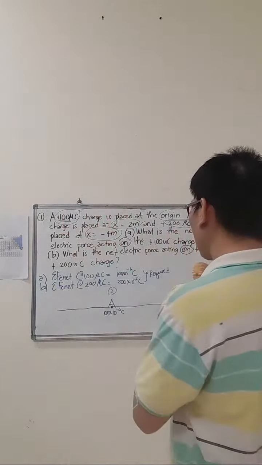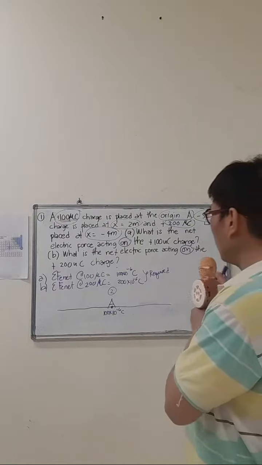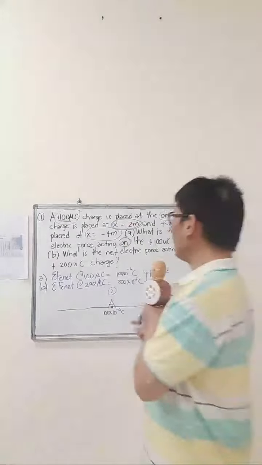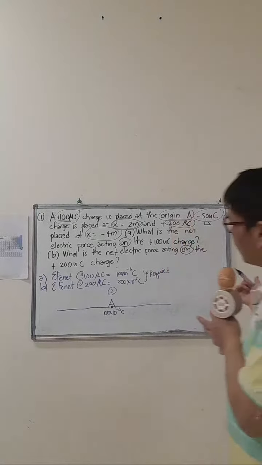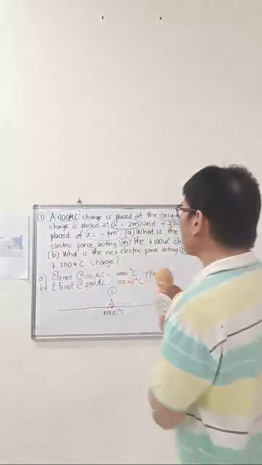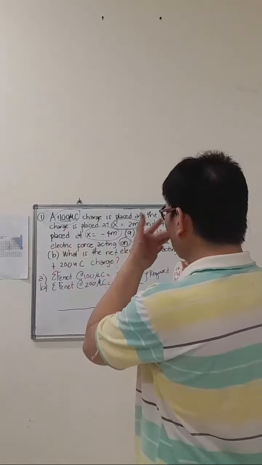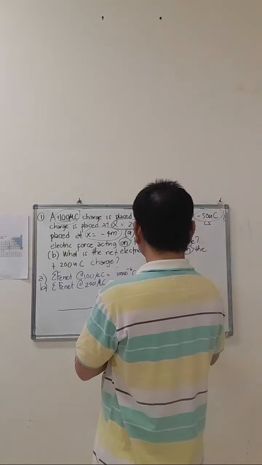Negative 50 microcoulomb charge is placed at x equals 2 meters. Okay? 2 meters, it's going to be on the right side, right? If you put that in the direction where it is located, then no need to carry the sign. It's understood that it will already follow the direction. So it's going to be positive 2 meters, going to the right, like this arrow pointing to the right.